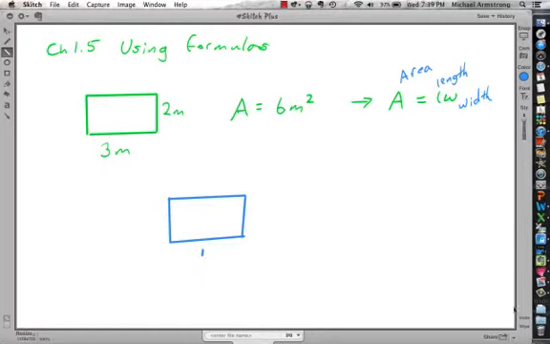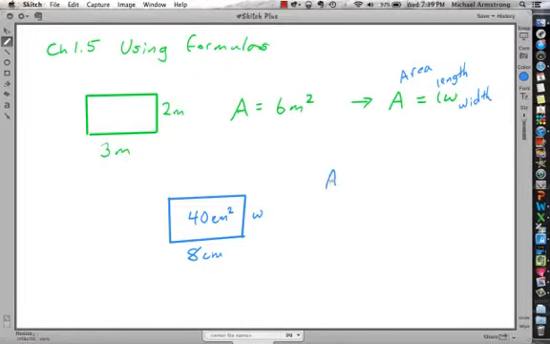They may say the length is like 8 centimeters. The area is 40 centimeters squared, but they don't tell you the width. So you've got 2 out of 3 of the letters.